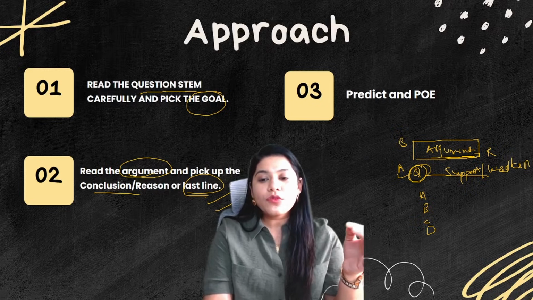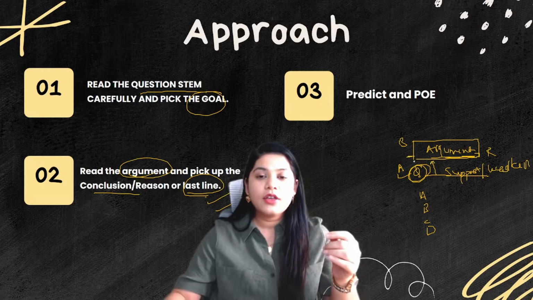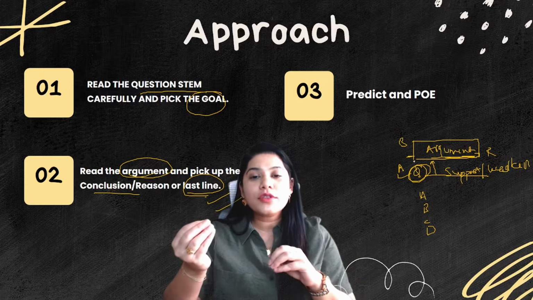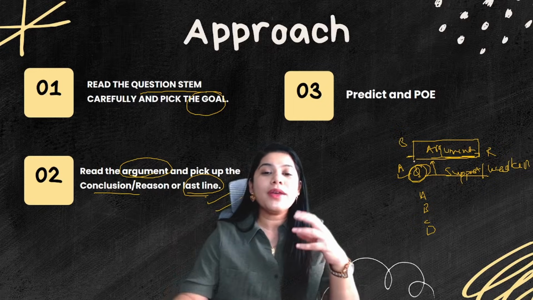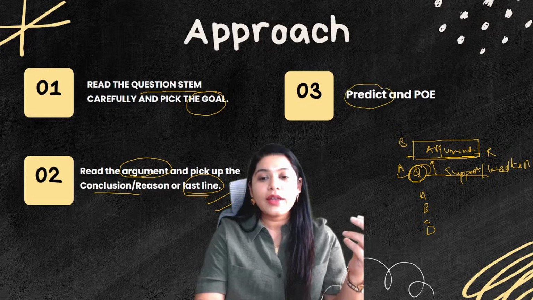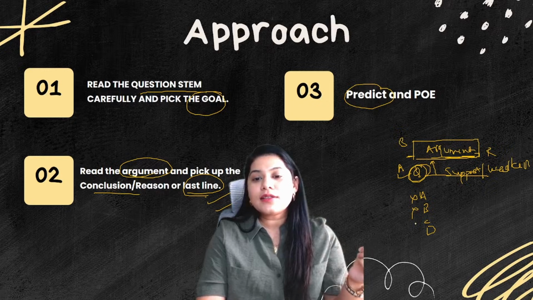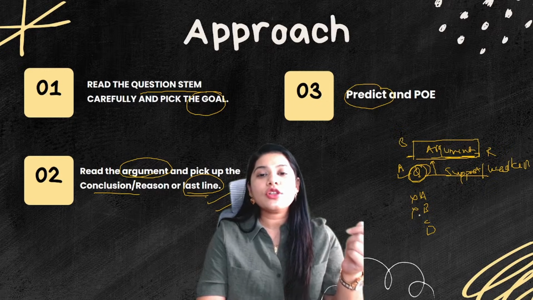After that, okay, I have to weaken this particular line mentioned in the end. That means what will be the opposite of this? That will be my correct answer. So make a prediction already in your head. It will help you do process of elimination faster. If you do not get the correct answer, at least you know what for sure is not the correct answer.